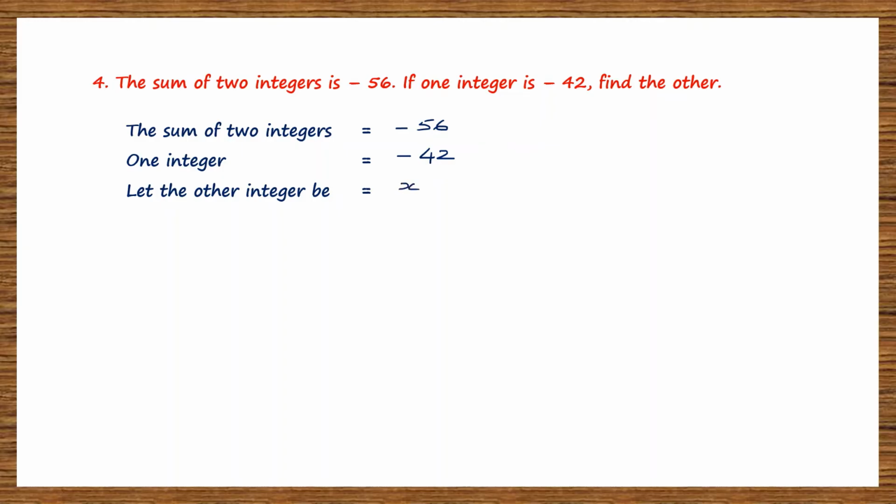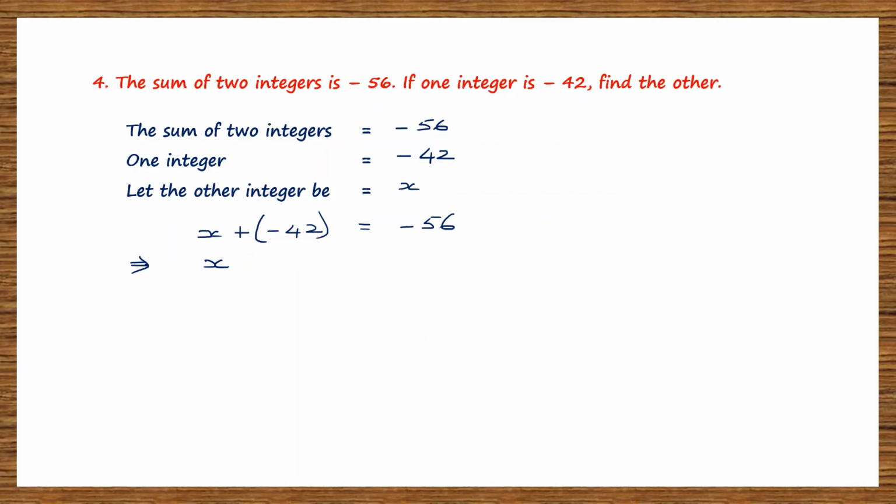So the sum of two integers, isn't it? That means x plus minus 42 is one integer, and the sum is minus 56 given to us in the question. So we have an equation here. So let's write x. Now we're going to open the brackets. The sign before that is plus, so no change in this.